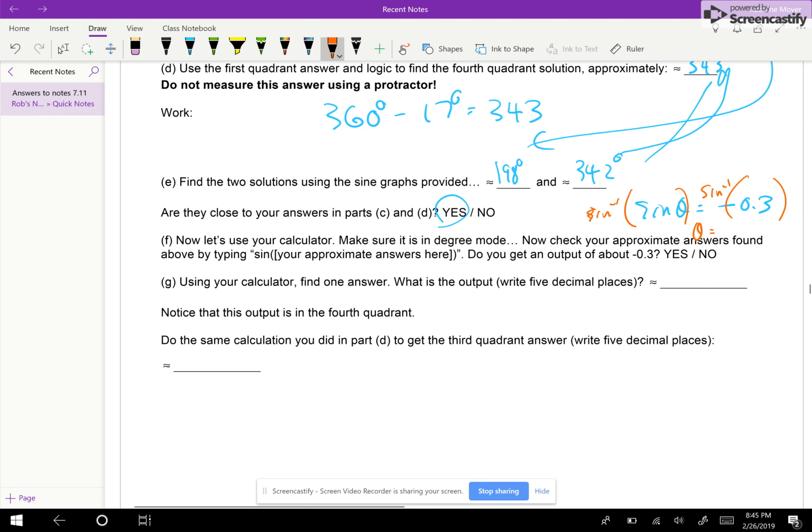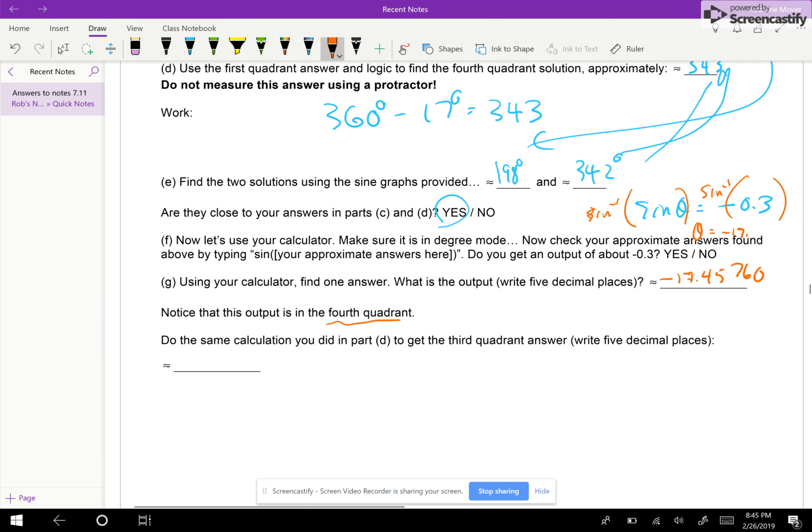So I get theta equals the inverse sine of negative 0.3, and I get negative 17.45. Let me write this to the nearest five decimal places: negative 17.4576, right? That's what my calculator is giving. Now, as I've noted here, it's in the 4th quadrant, right?